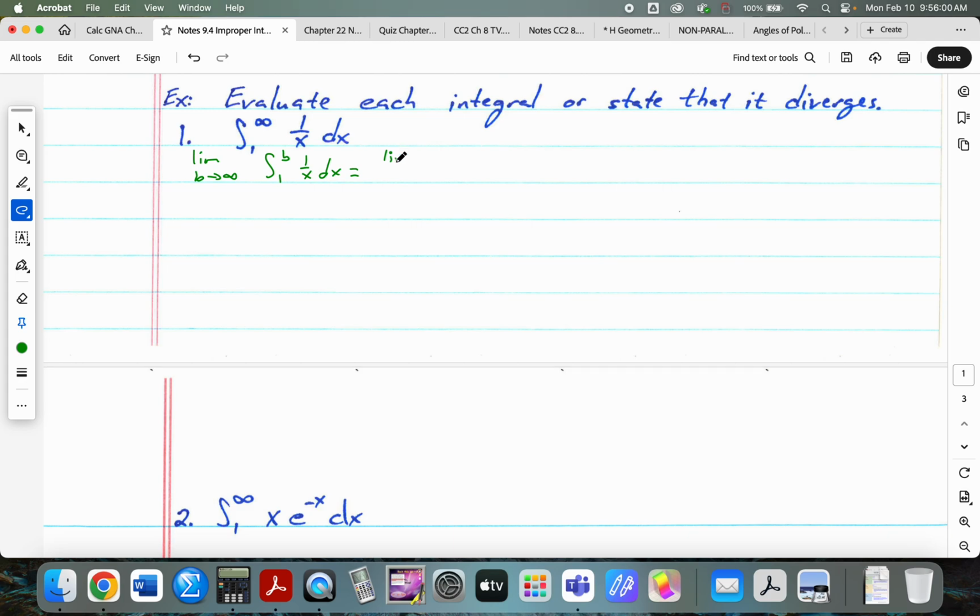So this will be the limit as b goes to infinity of the natural log of x evaluated from 1 to b. So that'll be the limit as b goes to infinity of the natural log of b minus the natural log of 1. Well, that's infinity minus 0, which is infinite. Therefore, the integral diverges.